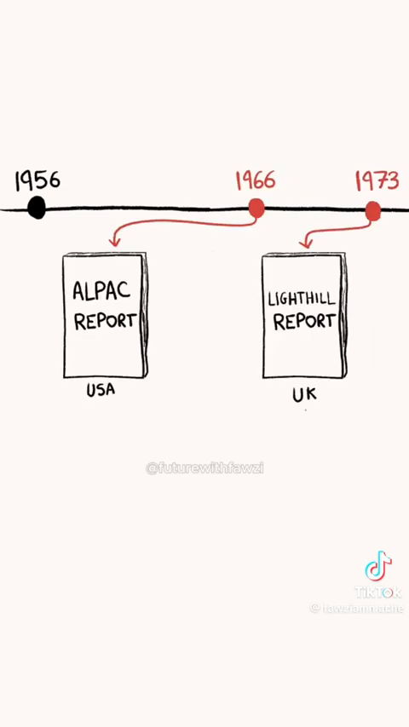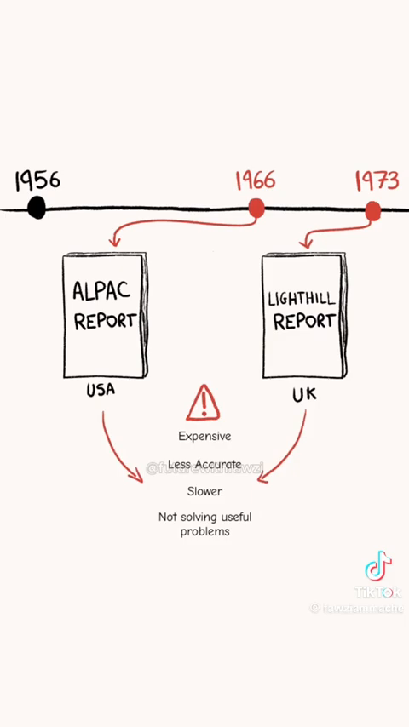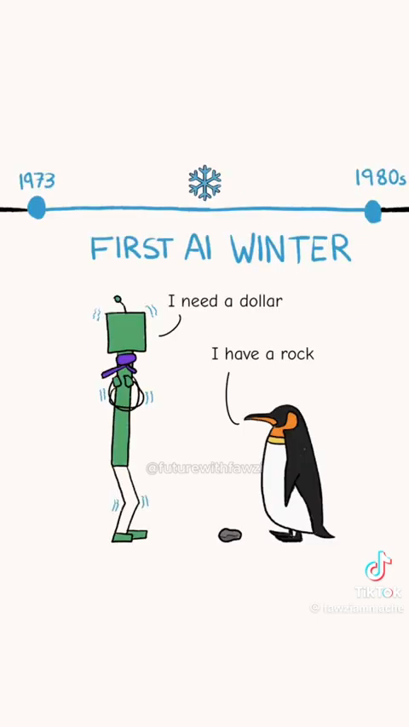But the industry faced a massive blow once it couldn't deliver on its promises. Two government reports from the US and the UK concluded that AI was more expensive, less reliable, slower, and not solving any useful problems yet. This sent the industry into its first winter where funding dried up until the 80s.